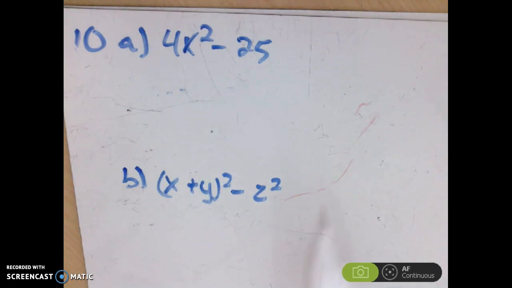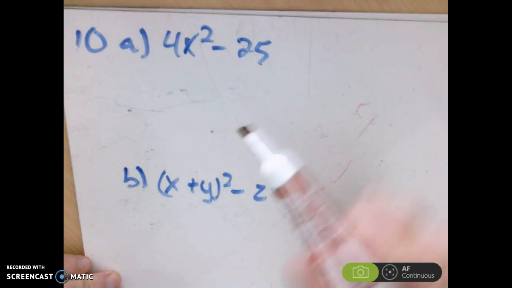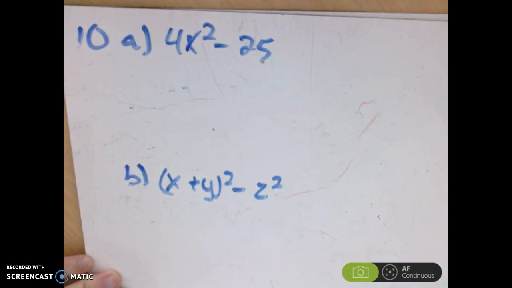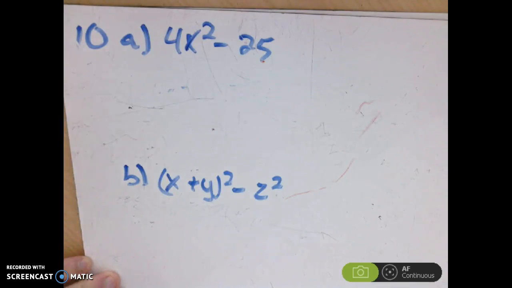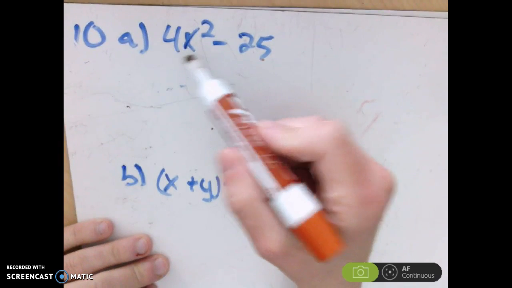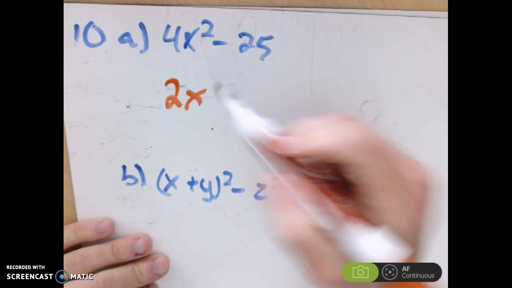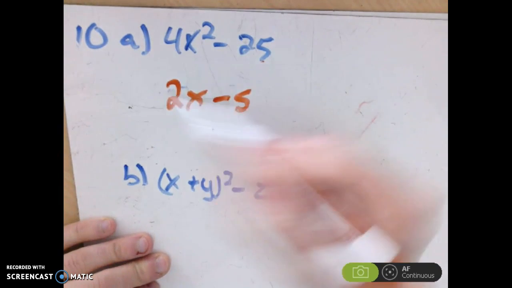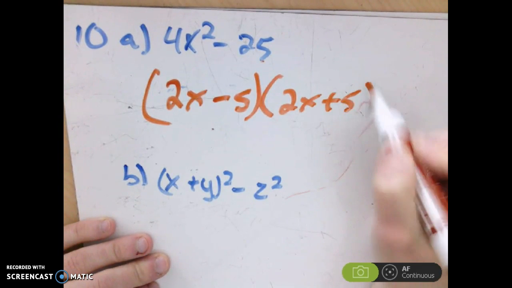So now we have 4x squared minus 25. What we do is we look back at our special formulas. Which special formula does this look a lot like? It looks a lot like the a squared minus b squared. So we say, okay, what's the square root of this? That's 2x. And what's the square root of this? 5. So we'll do 2x minus 5 times 2x plus 5.